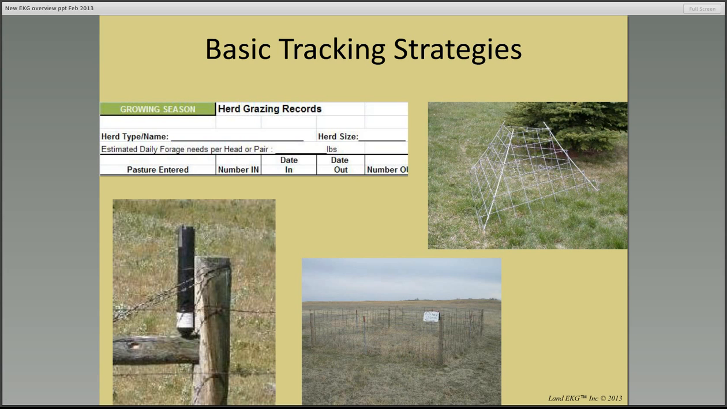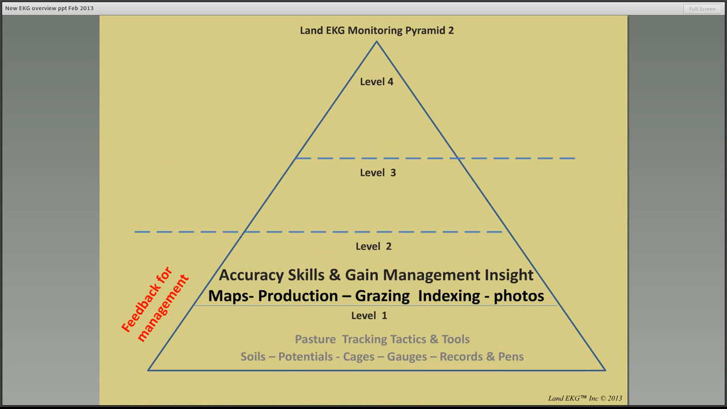So when you take a look at these pictures right here, okay, we've got a grazing cage, there's a rain gauge, there's a recovery pen. This is all super simple stuff, but you can get a lot of information from it. And if you couple that with the information relative to your herd grazing records, you can begin to build a little bit better understanding, and that's where we start thinking a little bit more about going into this next tier, the level 2, and it's still providing feedback for management, but now we're starting to add accuracy, and we're going to gain management insight.